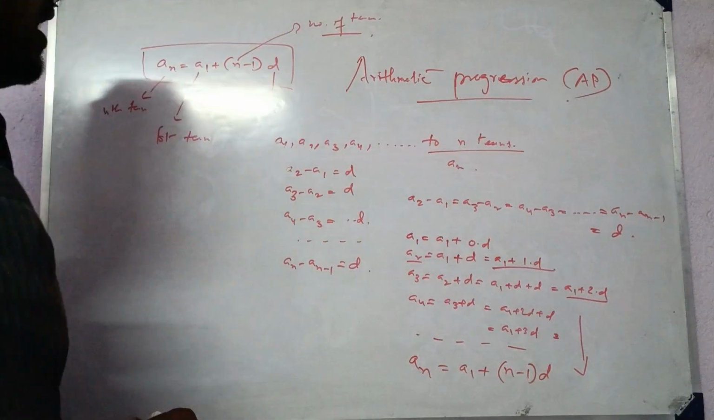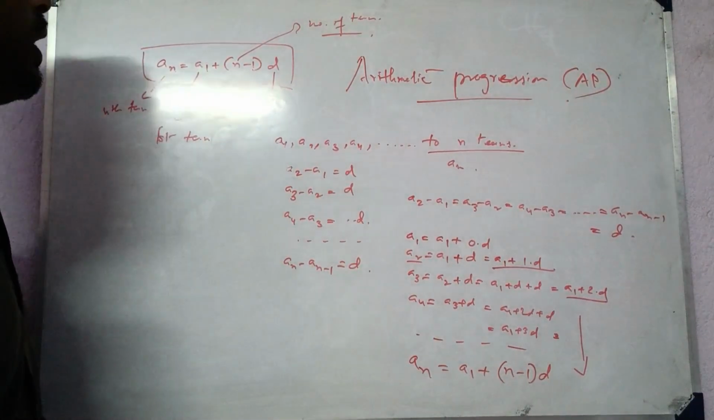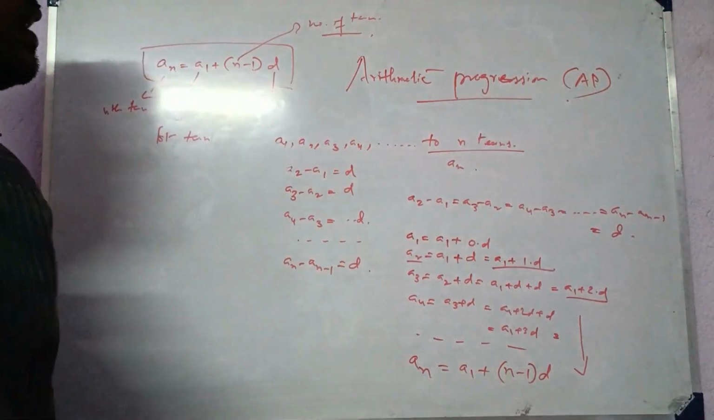So we understood what the nth term of an AP is. Now we will understand the arithmetic mean.